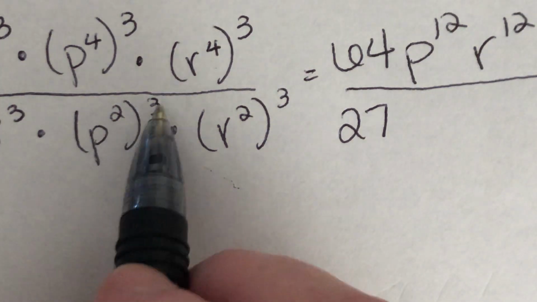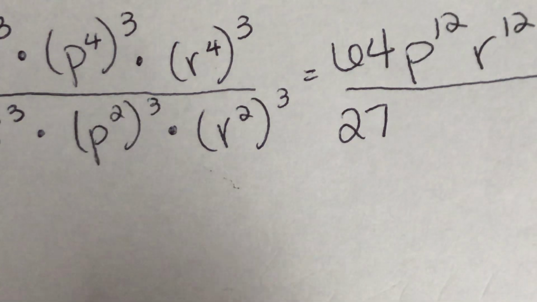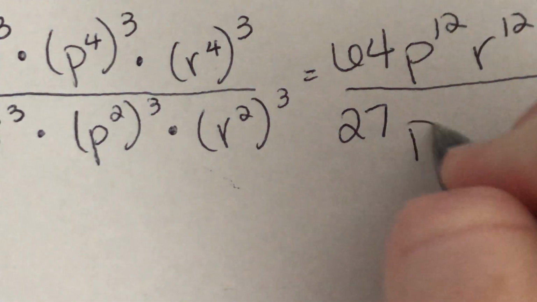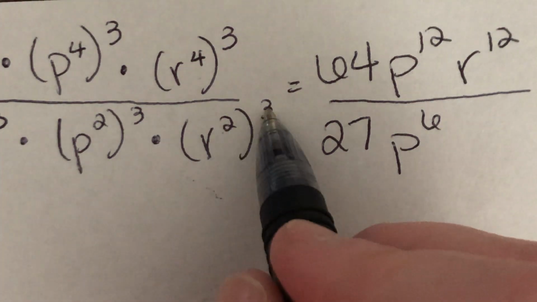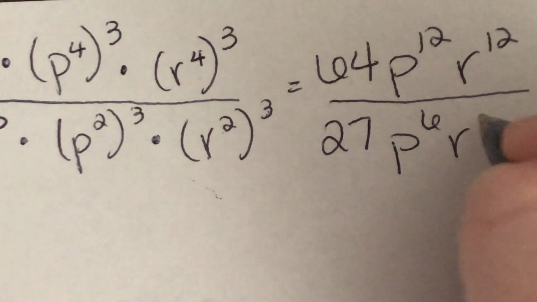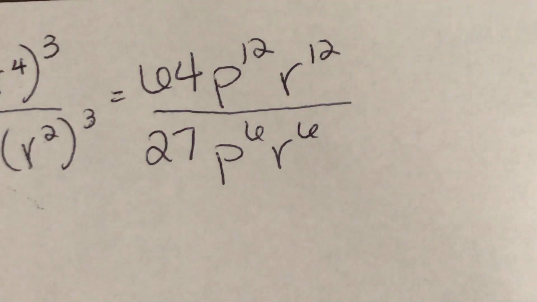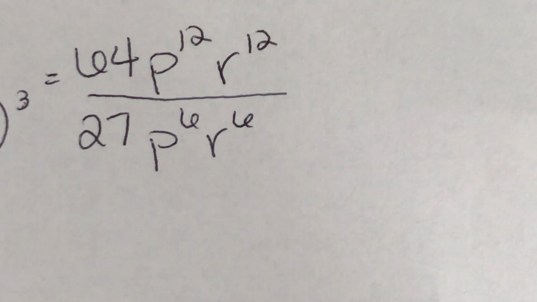P squared to the third, I multiply these together. 2 times 3 is 6, so p to the 6th. And then r squared to the third, 2 times 3 is 6, so I get r to the 6th. So moving right along, now I'm here.